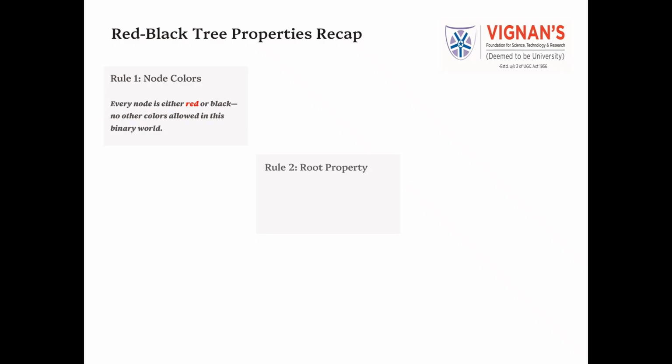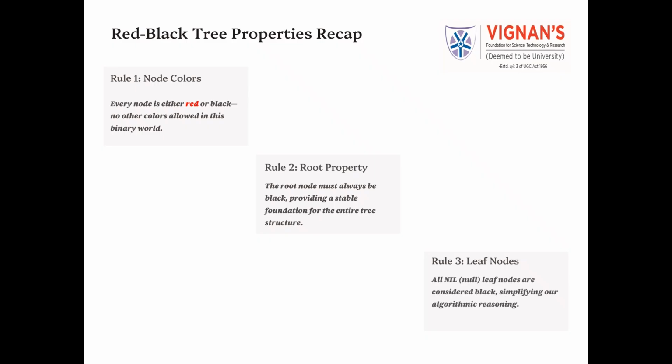Rule 2. Root property. The root node must always be black. This provides a stable foundation and ensures consistency at the top of the tree. Rule 3. Leaf nodes. All nil or null leaf nodes are considered black. This simplifies our algorithmic reasoning and helps maintain uniform black height across the tree.